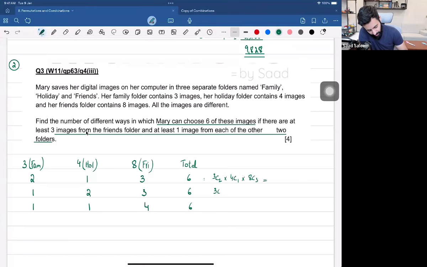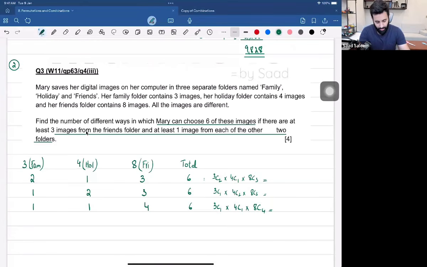Then 3C1, 4C2, 8C3. Theek hai, ye column sirf hum isliye likhte hain so that we can add and see if the total is equal to 6 or not. And then finally 3C1, 4C1 into 8C4. Okay, so let's see what do we get.